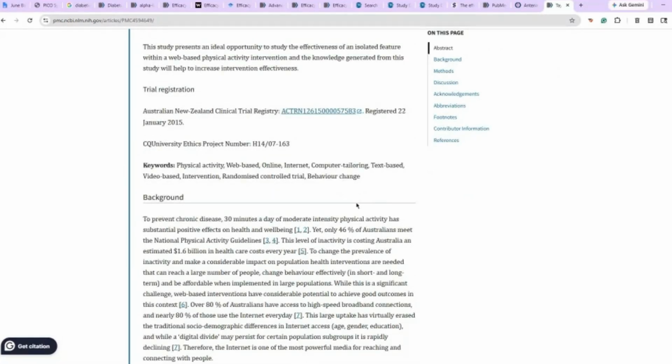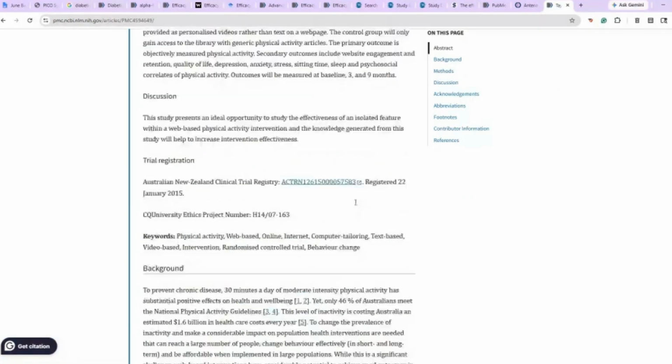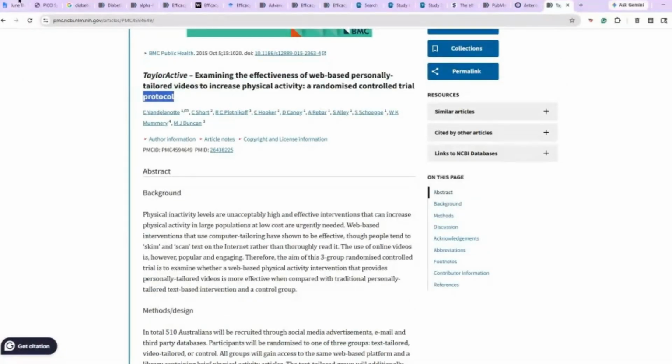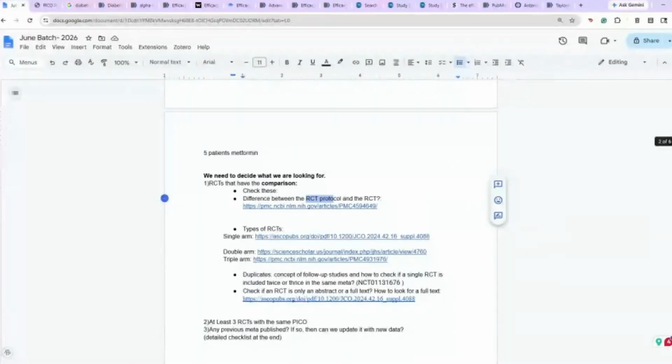Now what we need to do is find the study with results for this one, right? So this protocol wouldn't work. Pay attention to that when you're looking for RCTs.